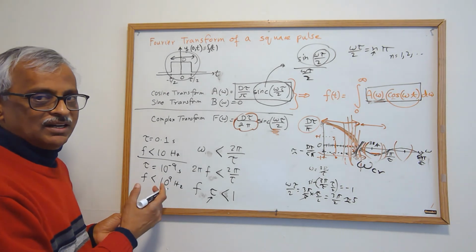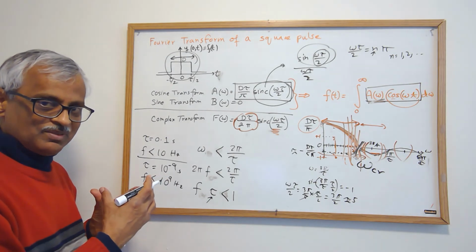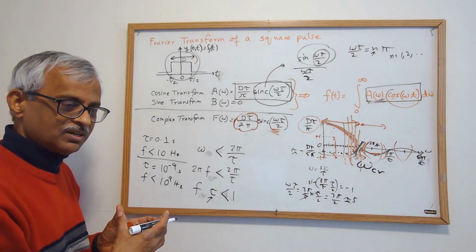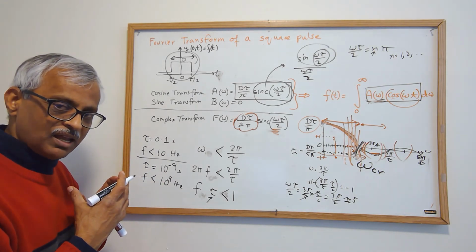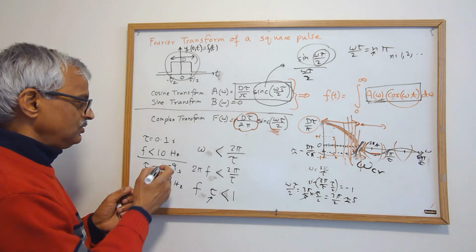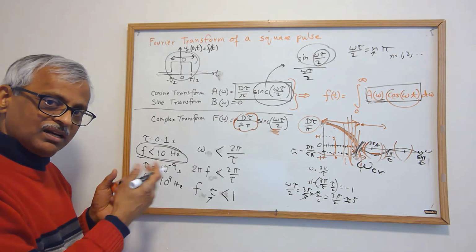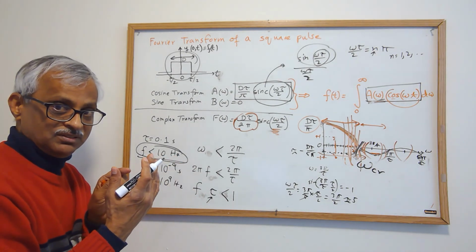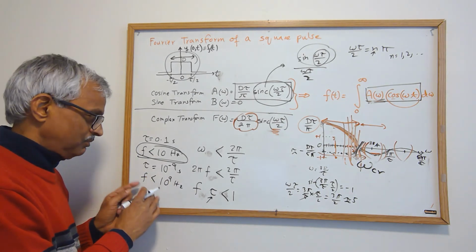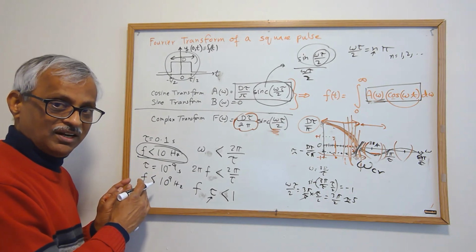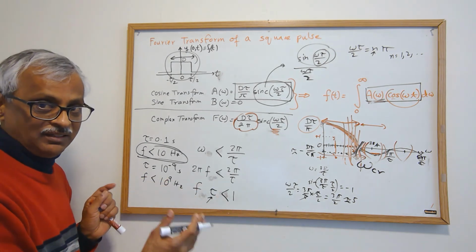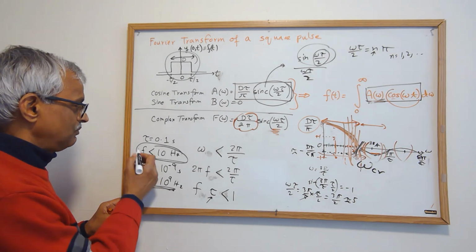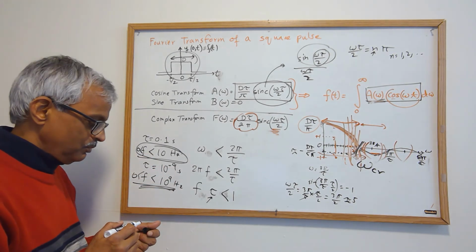So if the pulse is lasting longer, it gives you a range of frequency of importance that is much narrower. If the pulse is lasting for a very short period of time, then the frequency is a very wide range. The frequency of interest is from zero to that. So we will see that something like this happens in every wave.